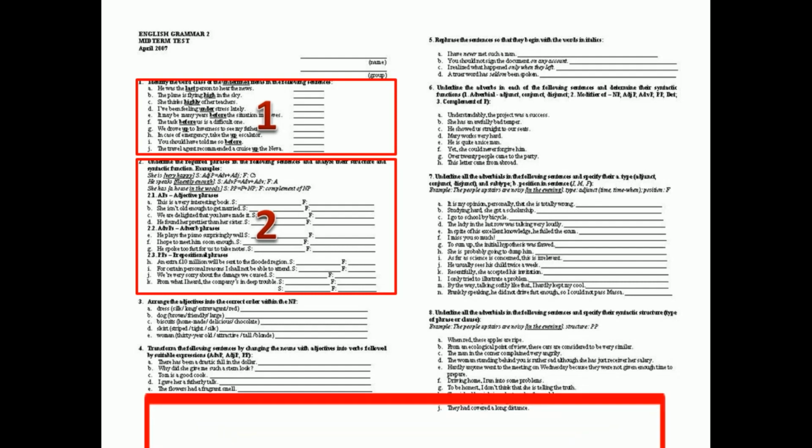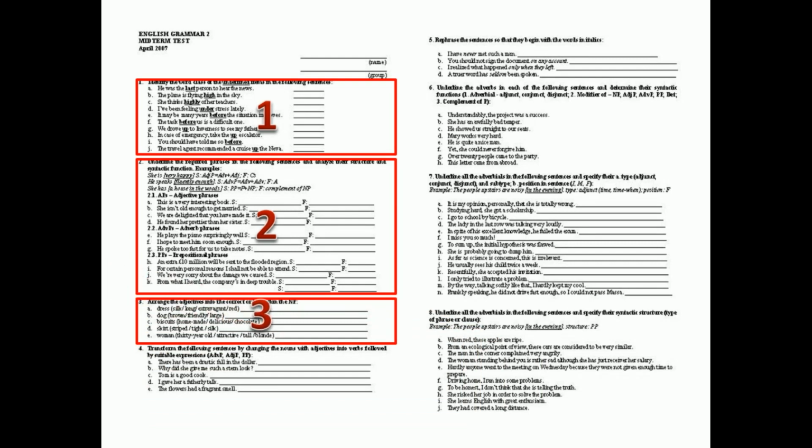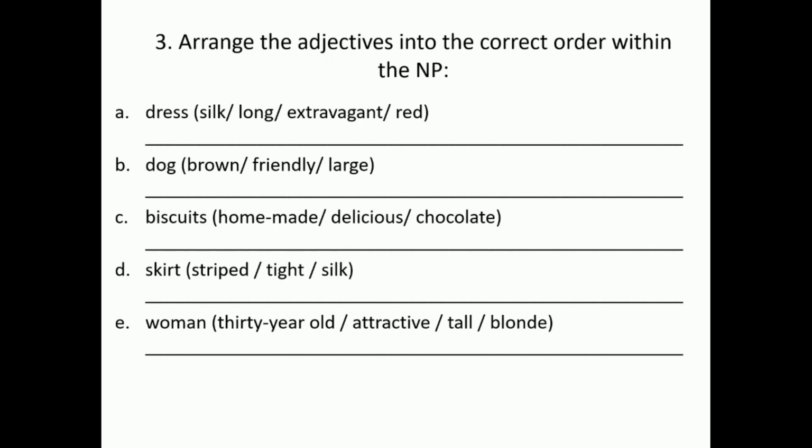In the third one, your task is simply to order the adjectives in the correct order within the pre-modifying position of a noun phrase, and you know the drill. It's subjective, then objective, size, shape, age, you know the order. So here the right thing is to say an extravagant because it's subjective, and then long red silk dress. Long is, let's say, size, red is of course color, and silk is the material. Here in B you start with friendly because that's subjective, and then you say large brown because large is size and brown is color, and size, shape, age, color.